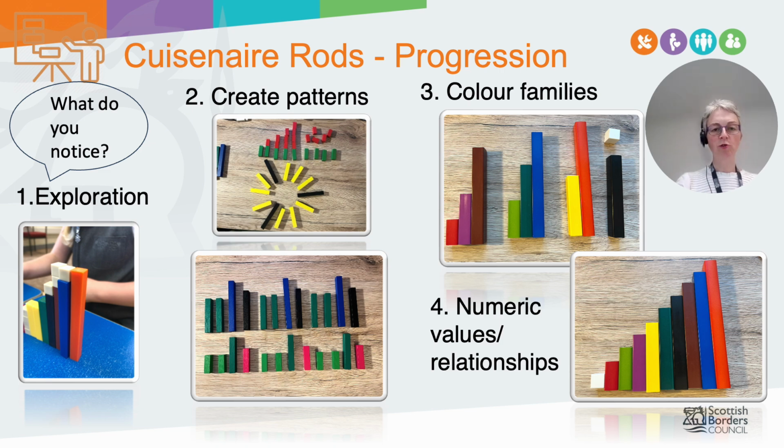This progression shows how to use Cuisenaire rods with children. Start by letting the children explore the rods independently. Observe what they notice and what they wonder. Then move on to looking at patterns. Research says that children's ability to spot patterns is more indicative of later mathematical achievement than counting. It is vital that children understand that patterns repeat and are able to verbalise this, as well as what the pattern is. They may make patterns as part of their exploration and play.